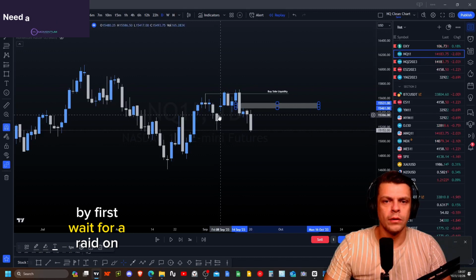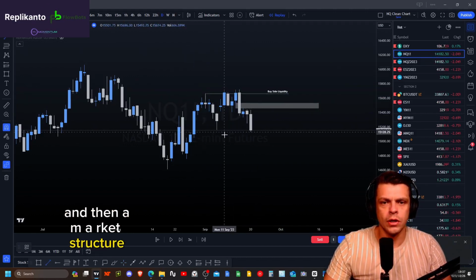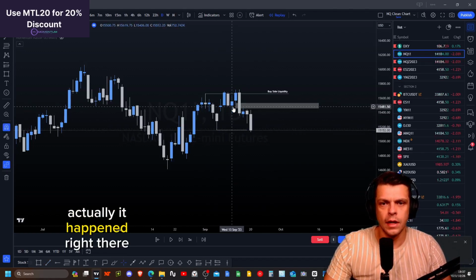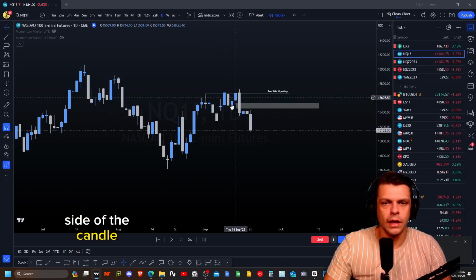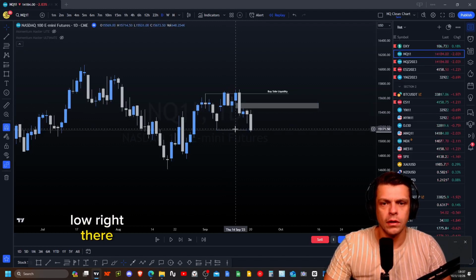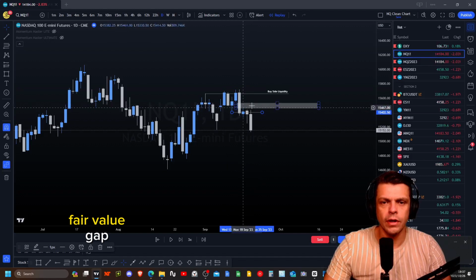So I first wait for a raid on liquidity, then a market structure shift, which we are seeing right here. Actually, it happened right there. So there we have a low. On either side of the candle, we have higher lows. So that is a confirmed low right there. So we displaced below this low, fair value gap.